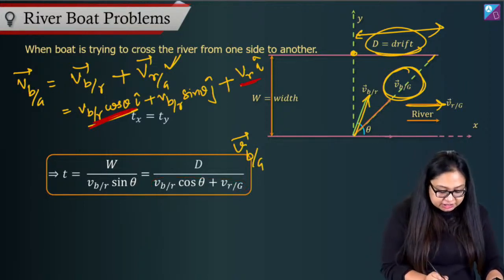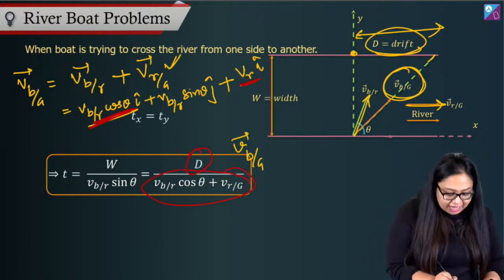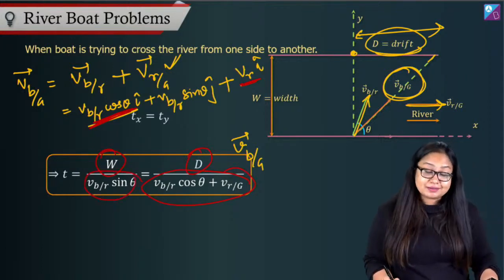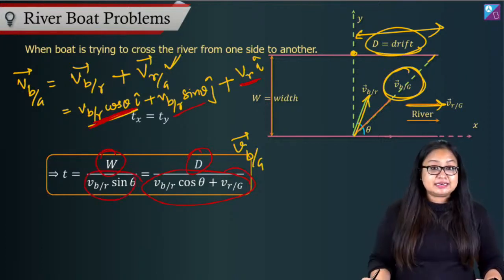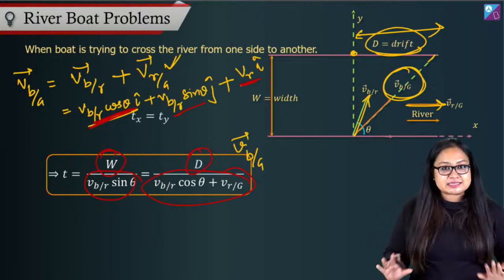So x direction displacement divided by x direction velocity gives you time, and y direction displacement divided by y direction velocity gives you time as well, right? VBR sin theta j cap is the y direction velocity. I hope this is clear.